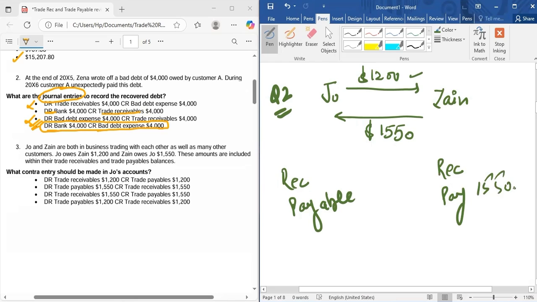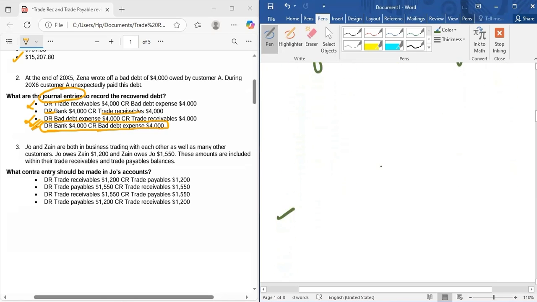So what we will do, we will cancel this balance. How would we cancel this? See, what is the balance of trade receivables? It is a debit balance, but now we will credit it because we have to remove it. I'm saying that you just have to pay the net amount. You need not pay the whole amount. So I will credit my trade receivables.